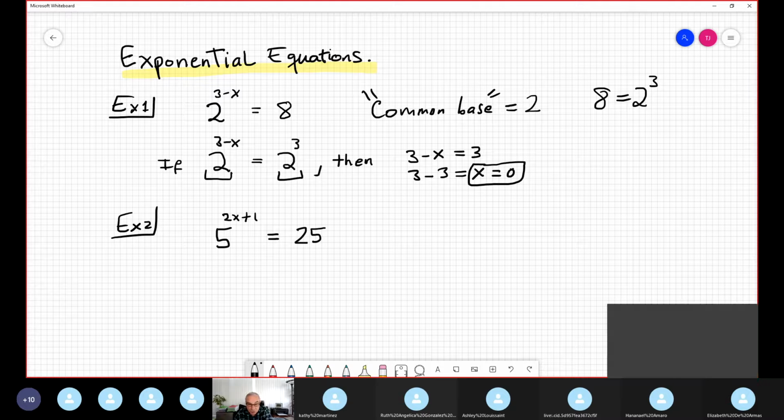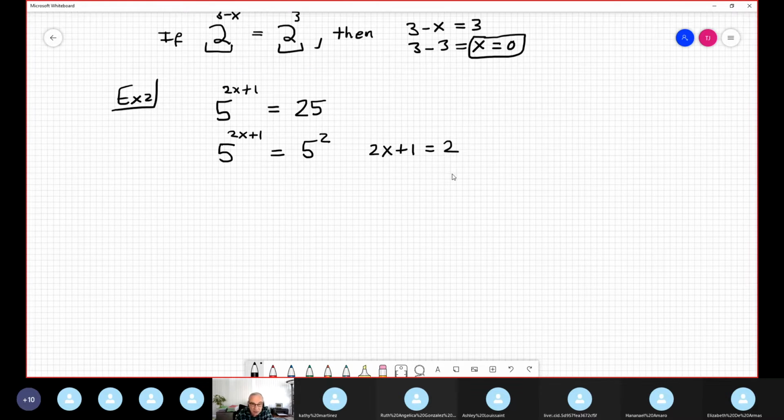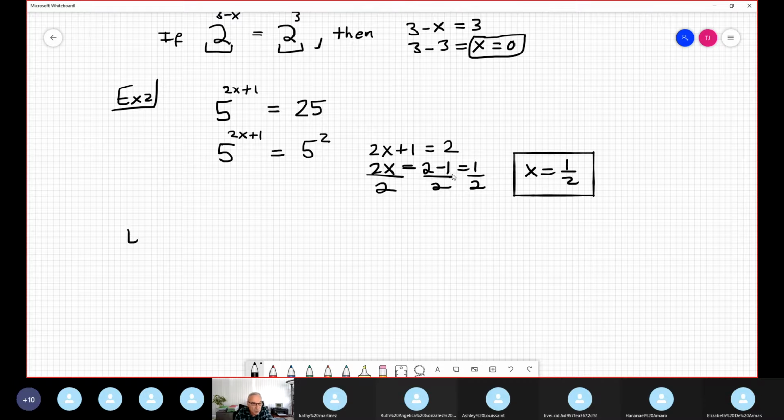5. Very well, because 25, I know, is 5 squared. Therefore, immediately 2x plus 1 is equal to 2. You convert to an elementary linear equation and you solve it. 2x is equal to 2 minus 1, which is 1, divided by 2, x equals 1/2. Any question?